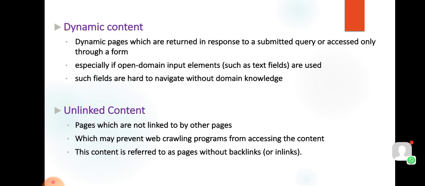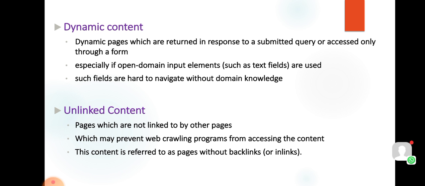Consider dynamic content: dynamic pages which are written in response to submitted queries, or accessed only through a particular form. We call this dynamic content. By filling in a particular form, or providing queries in a search engine, we get dynamic content. This is especially so if an open domain input element, such as a text field, is used for accessing such information. Such fields are hard to navigate without domain knowledge.